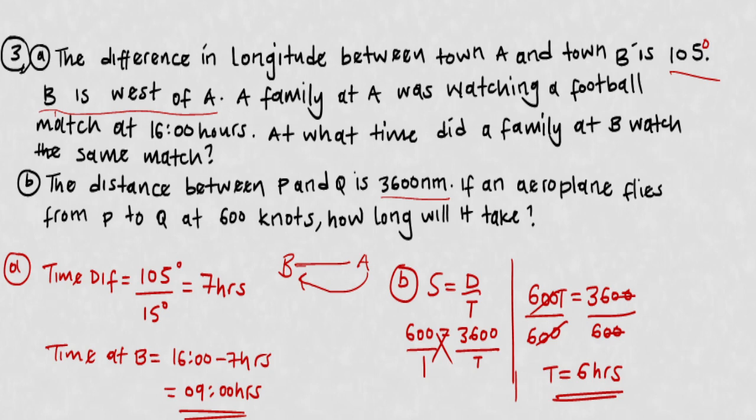It is also important to note that if the distance has been given in kilometers, then speed will be in kilometers per hour. So those are the units of speed.